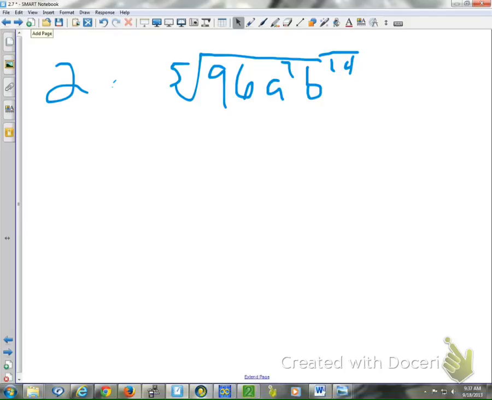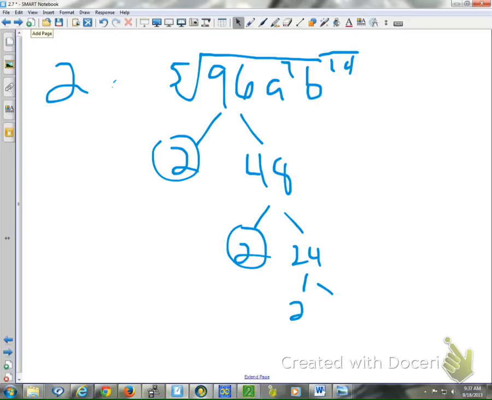Let's do the letters first. Actually, no. Let's do the numbers first. Okay. How would you factor 96? Coming down, 32 times 2, or you could use a calculator. 48, 8. Alright, then we come down 2 and 24. Circle the other 2. And then 2 and 12, 2 and 6, and 2 and 3.